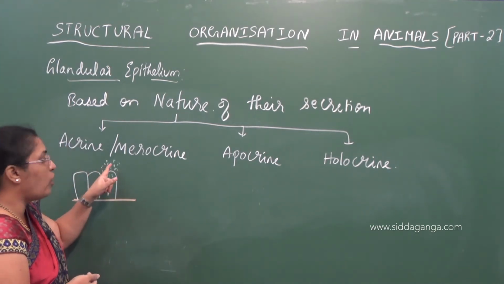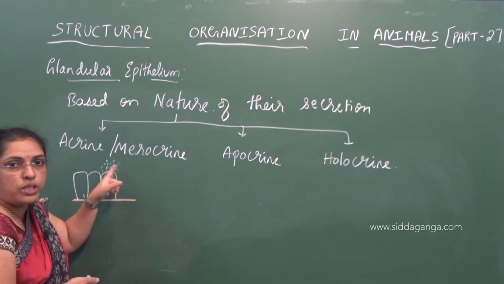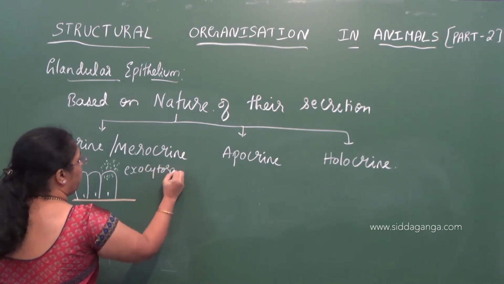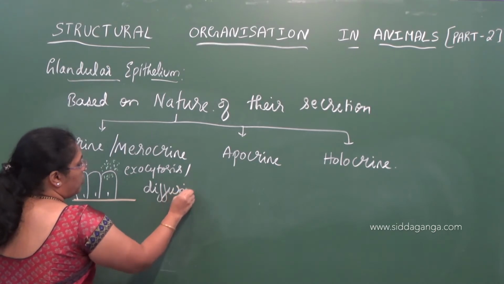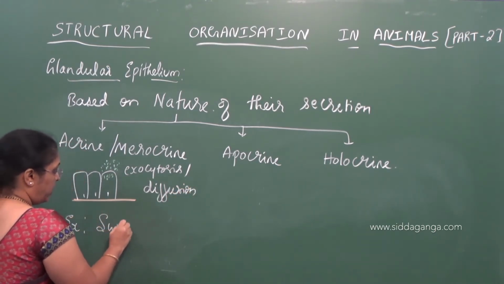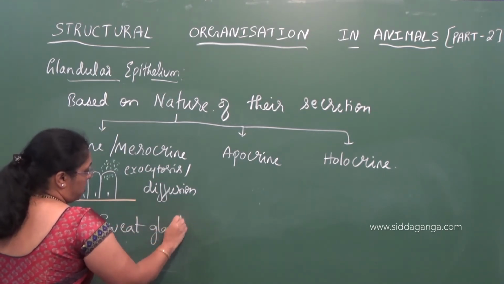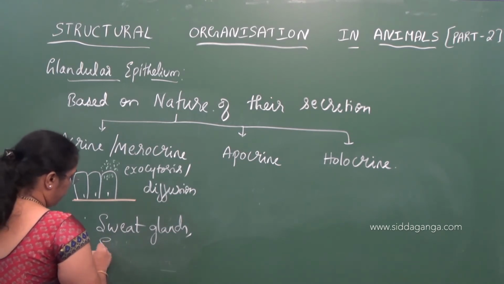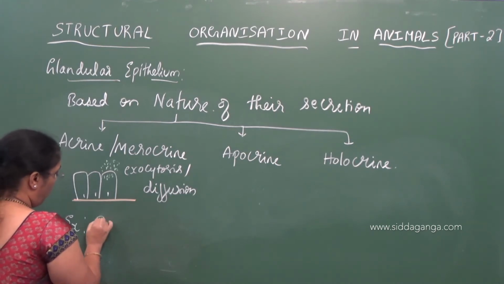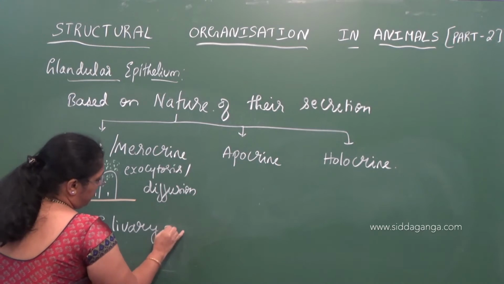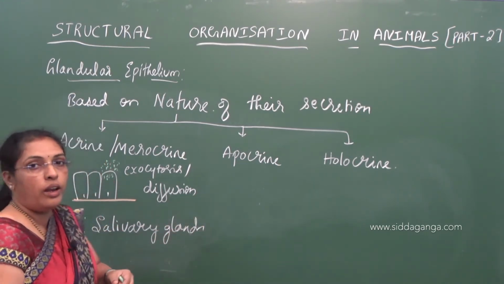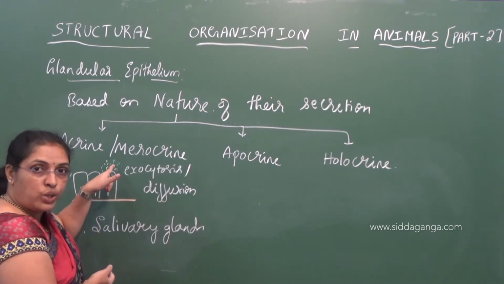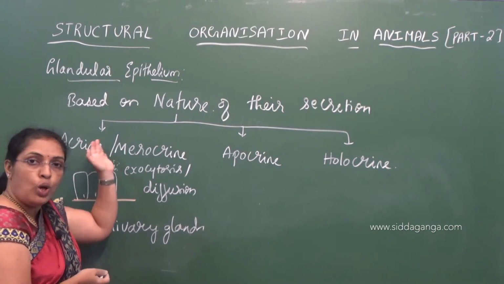occurs in the cell will be released to the surrounding connective tissue by a diffusion process, or exocytosis. Examples for this are sweat glands or salivary glands. Examples are sweat glands or salivary glands. What happens here? The secretion of the cell will be released to the surrounding tissue by simple diffusion from higher to lower concentration.